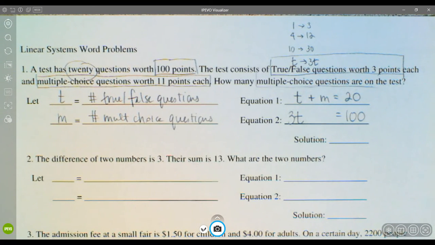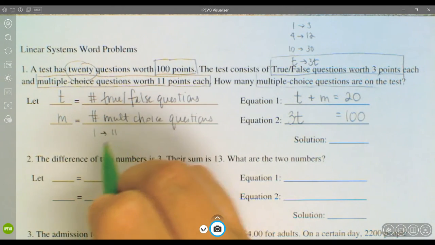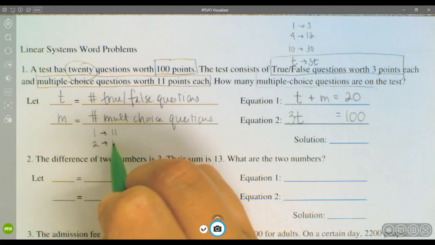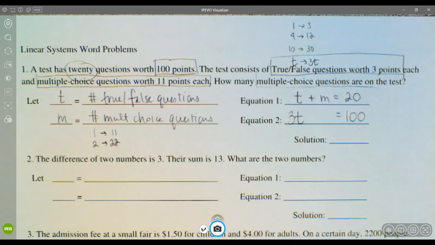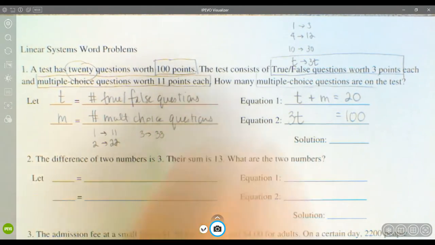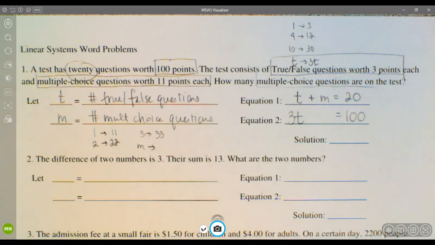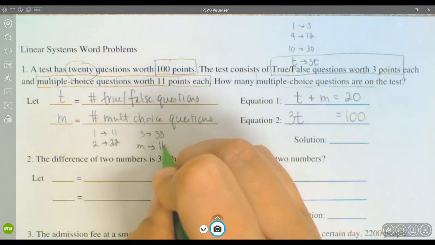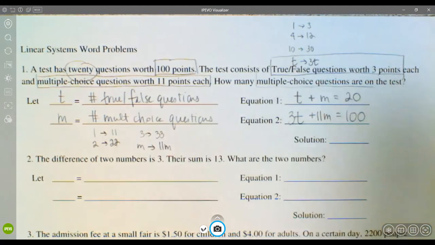Likewise, I'm going to do the same for multiple choice. So one multiple choice gives me 11 points. 2 multiple choices gives me 22 points. 3 multiple choices gives me 33 points. So what about M multiple choices? Well, that'll be 11M. So that's where 11M comes from here.